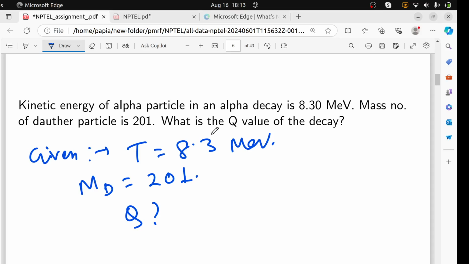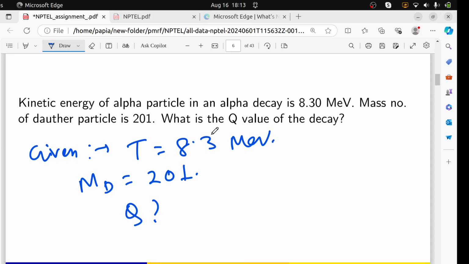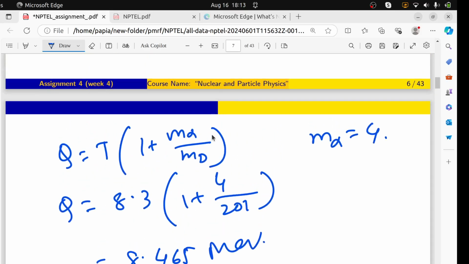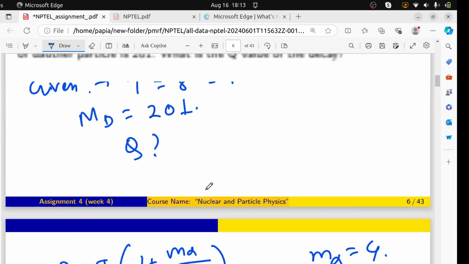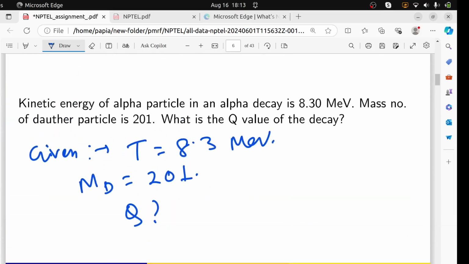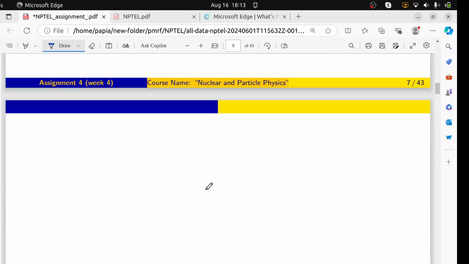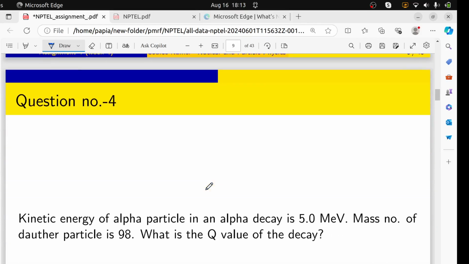So what is the Q value of the decay? The Q value of the decay will be 8.465 MeV, right? Because MD, M alpha and T are already given, so from that equation we can get the value of Q. They are asking for the Q value, which is 8.465 MeV. Okay, so maybe we will go to the next question.